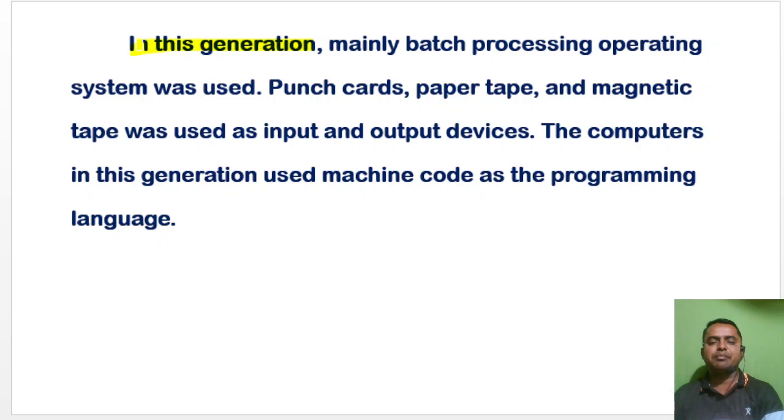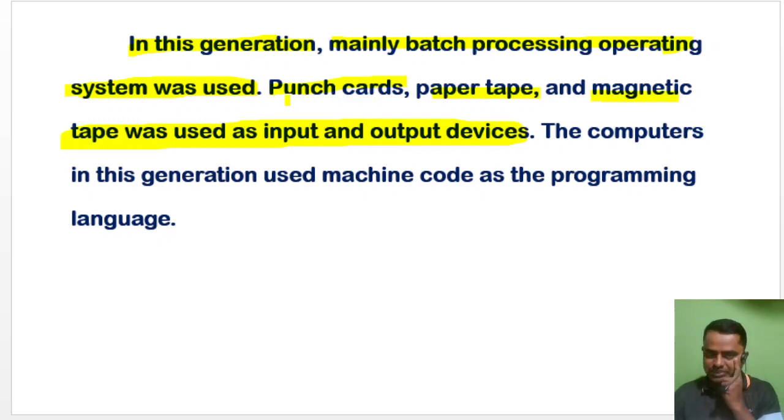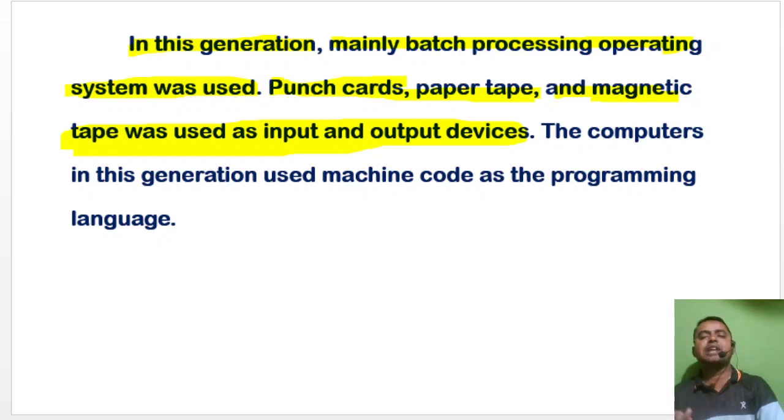In this first generation, mainly the batch processing operating system was used. Punch cards, paper tapes, and magnetic tape were used as input and output devices. If asked what the input devices used in the first generation computer are: punch cards, paper tape, and magnetic tape were used as input and output devices in the first generation.